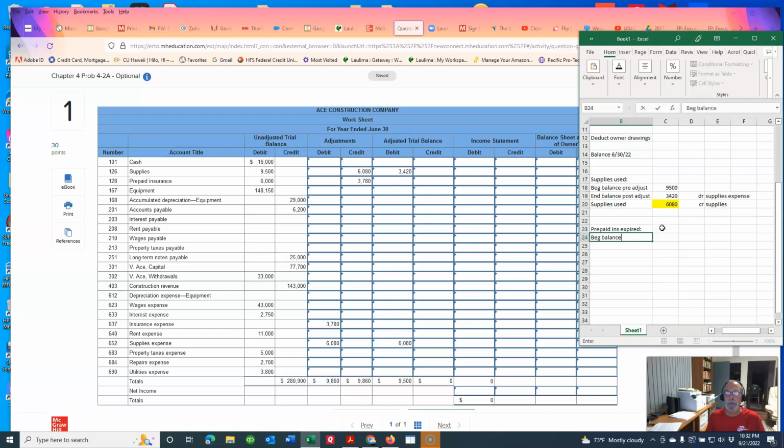So we show our beginning balance pre-adjustment was $6,000. This one is a little different because they're not giving us the ending balance. We need to calculate it. What they are giving us is the amount of insurance expired. So this is going to be that $37.80. So to get our ending balance, which is post-adjustment, we're going to take our beginning, subtract our insurance expired to get our ending balance, which is $22.20, and that's going to show up as a debit.